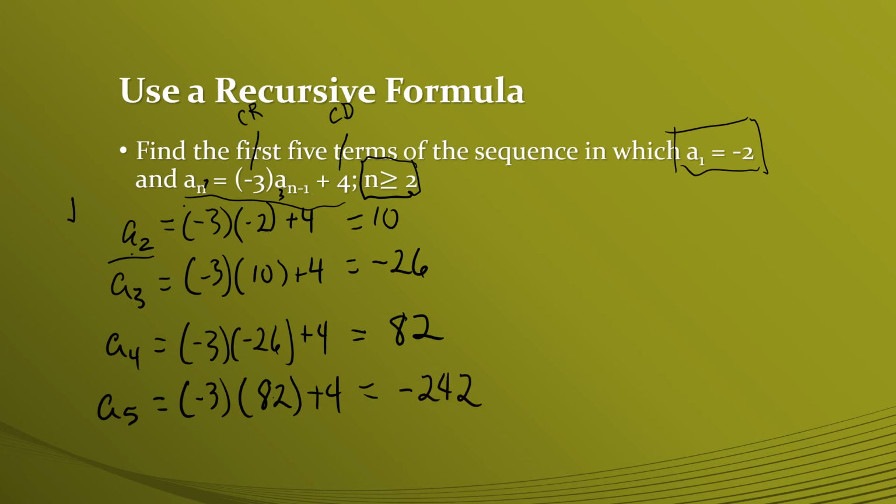It's going to give us -242. And so our first 5 terms of the sequence, we go back and pick up the a1, which was -2, 10, -26, 82, and -242. So we used a recursive formula to find the first 5 terms of a sequence.